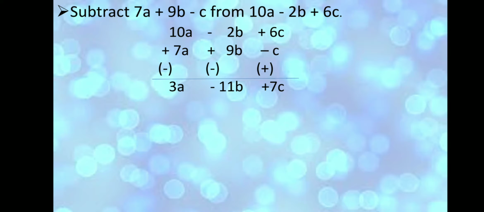As we have learned in the earlier classes how to subtract it, it is minus minus, so then your answer will also come in minus. It is minus 11b, and it is plus 6c plus 1c. So then you write 6 plus 1, 7, and you put the plus symbol. So this is your answer.